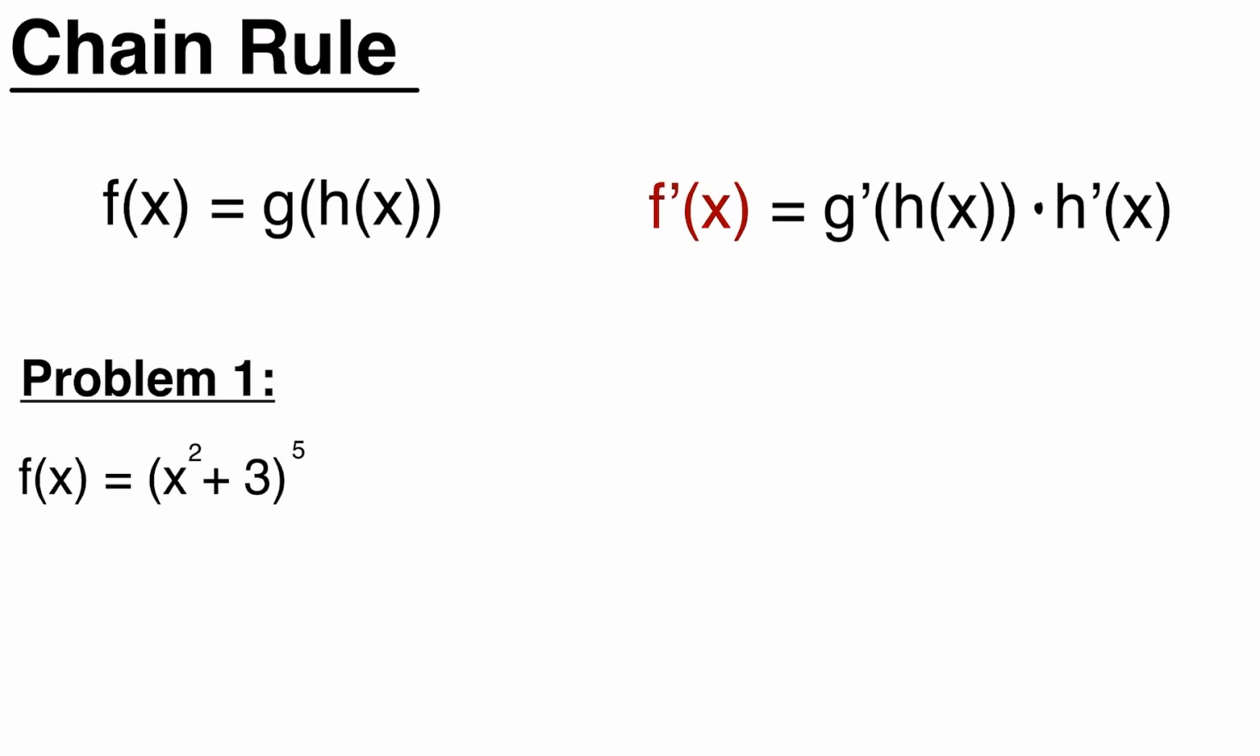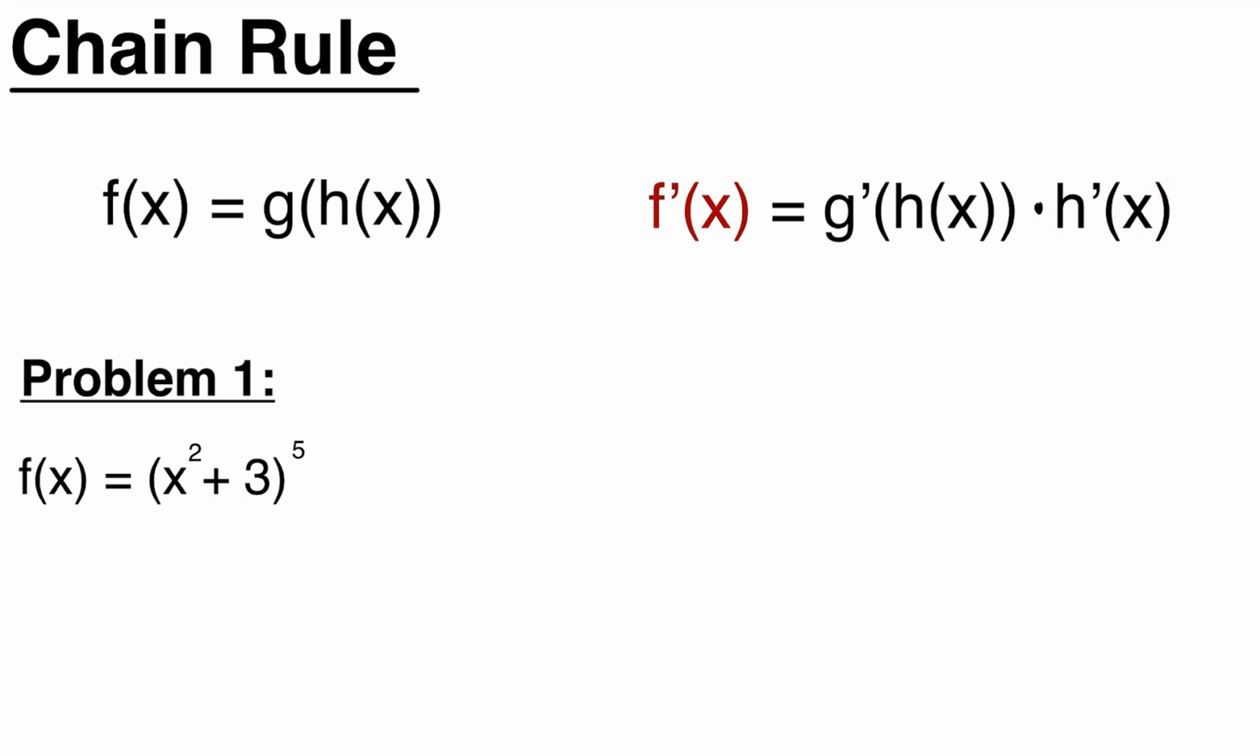So whenever you're given a composite function, or a function inside of a function, like h of x is inside of g, and you're asked to find the derivative, you need to use the chain rule. Now the chain rule states that we take the derivative of the function on the outside, so g prime, times the inside left alone, times h, all times the derivative of the inside, so h prime.